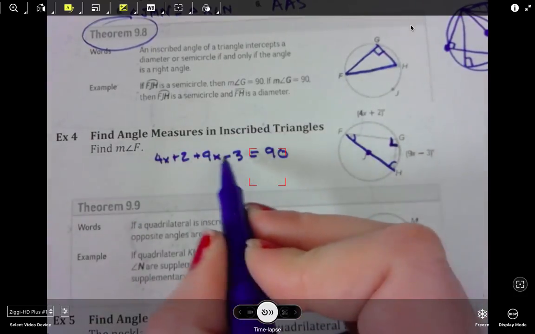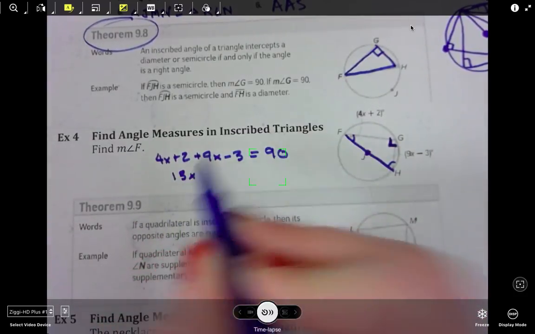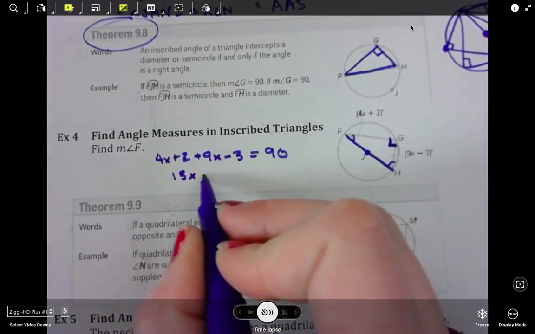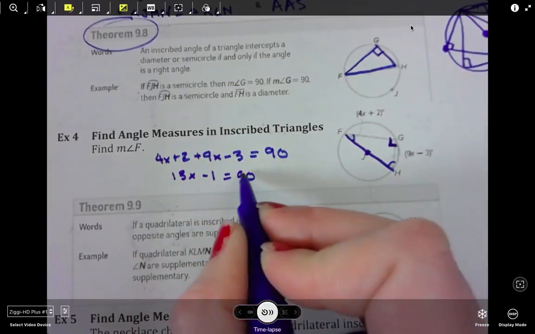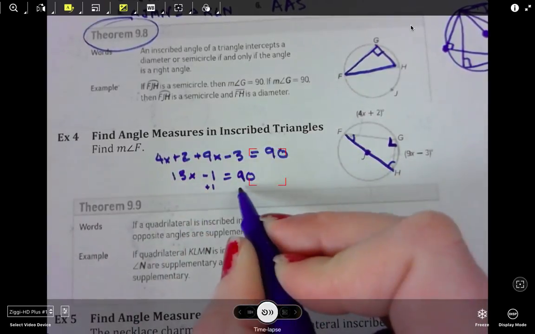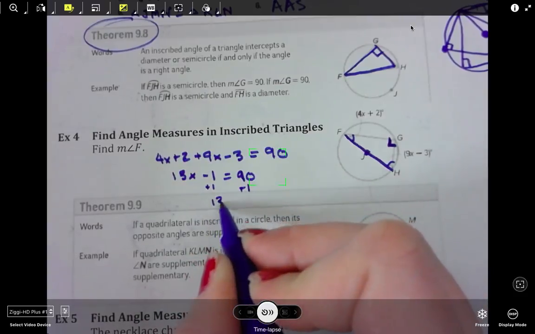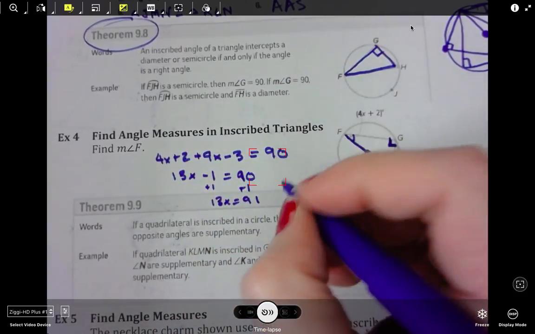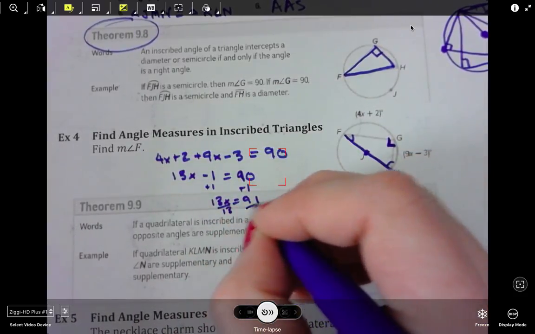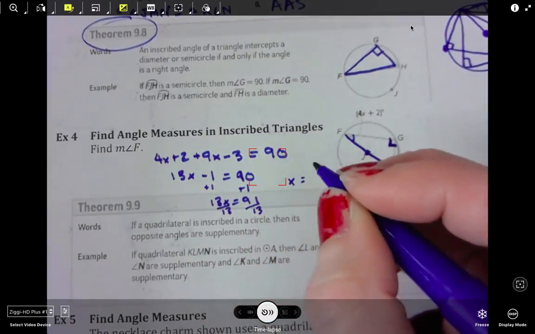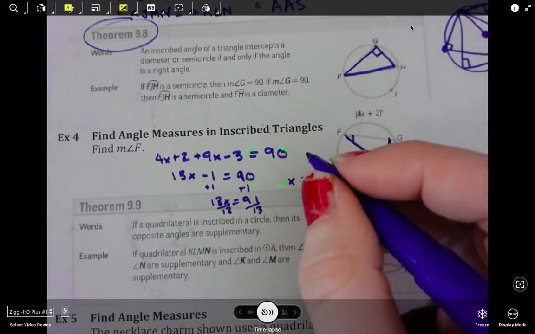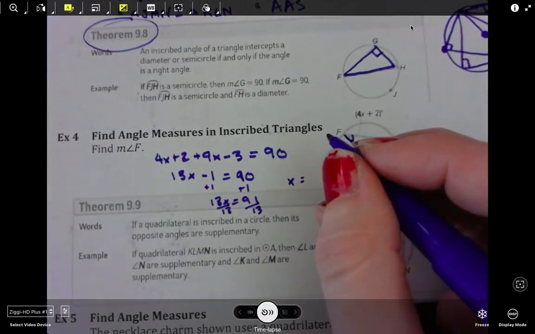Okay? So 4x and 9x is 13x. 2 and negative 3 is negative 1. And then I can add 1. So 13x equals 91. And if I divide by 13, then x is, I don't know what that is, 7 maybe?